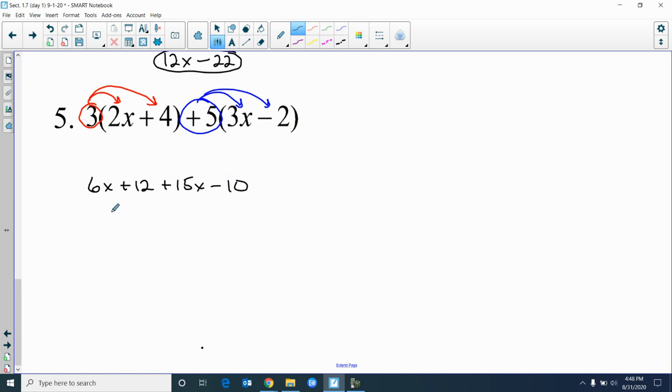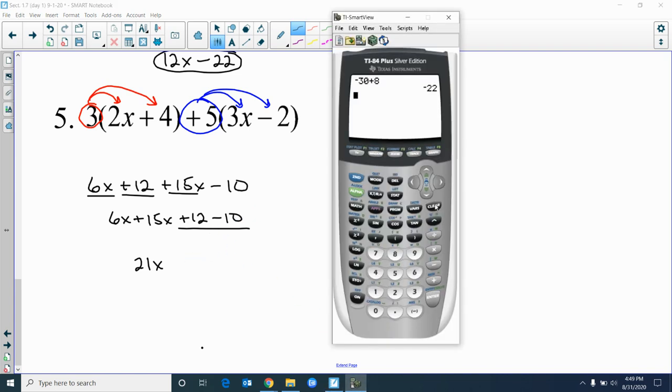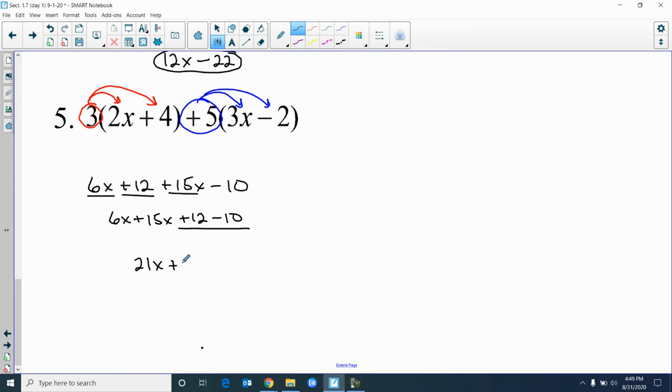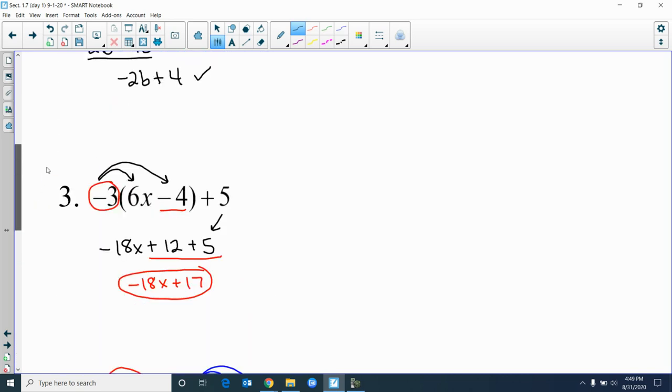All right, I'm going to rearrange these and put the like terms together. So I got 6x is the like term, and then +15x. Then I'm just going to put down my +12, and then -10. All right, 6 plus 15, 21x. +12 minus 10, and that's all you need to do on your calculator. That gives me 2. But you can't just put down 2. You got to put down +2. So that's our answer. For right now, I want you to circle every answer, identify it when we are done.